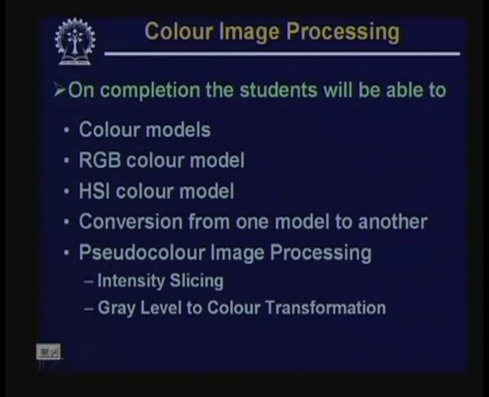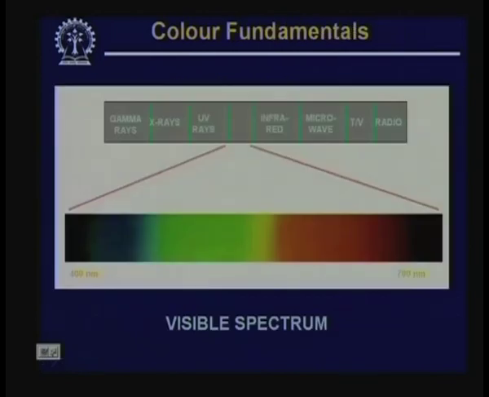Then we will start our discussion on color image processing techniques. So, we will talk about pseudo color image processing, and there mainly we will talk about two techniques. One is called intensity slicing and the other one is gray level to color image transformation. So, let us briefly recapitulate what we did in the last class.